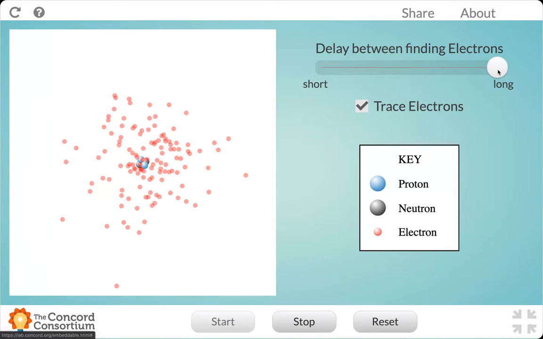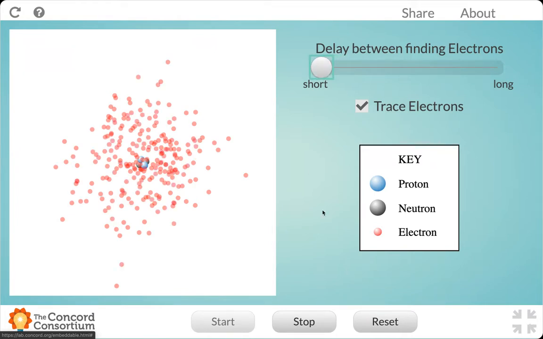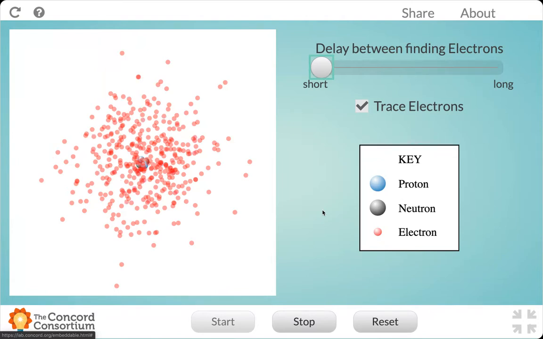Now let's speed this up a little bit. Let's take less time between finding where those electrons are at. And let's let it rock and roll. So there's two things that are happening that we really need to think about. The first one is, why are so many electrons so close to the nucleus? Why does that happen, right? Do you notice how it's getting even darker red the more we let this run?